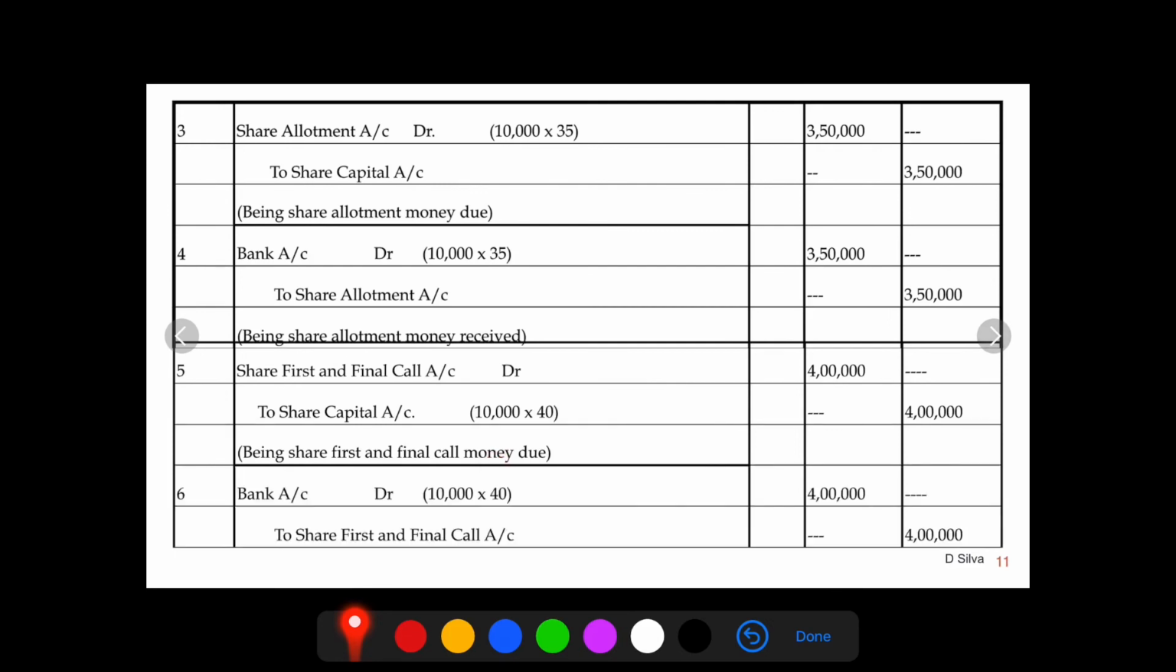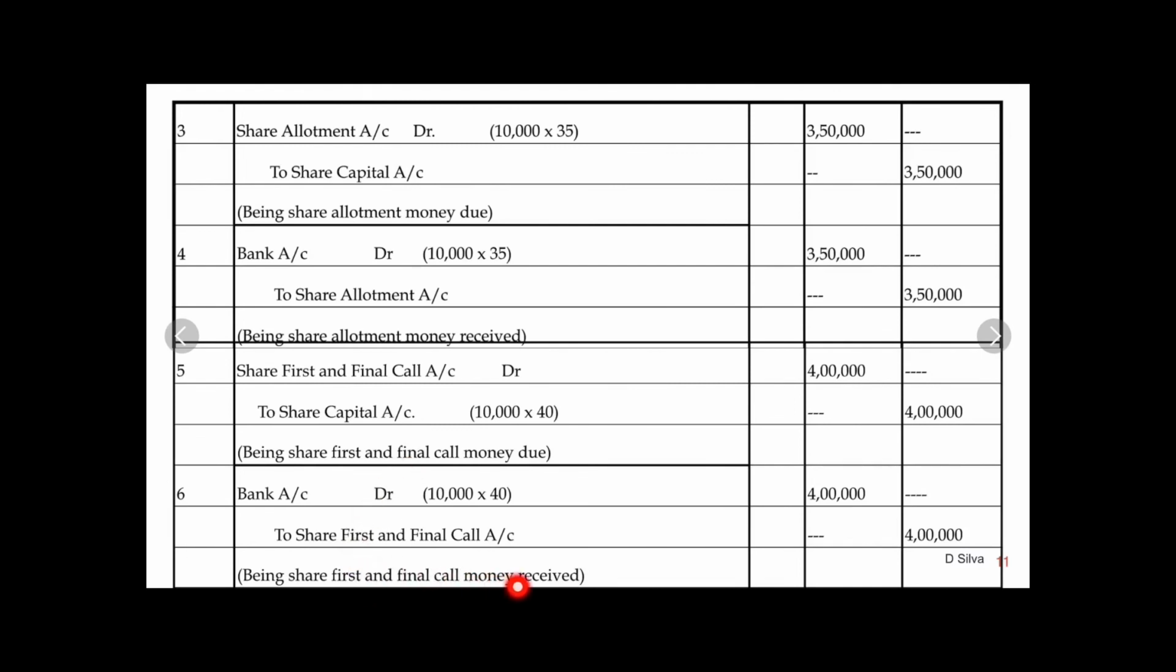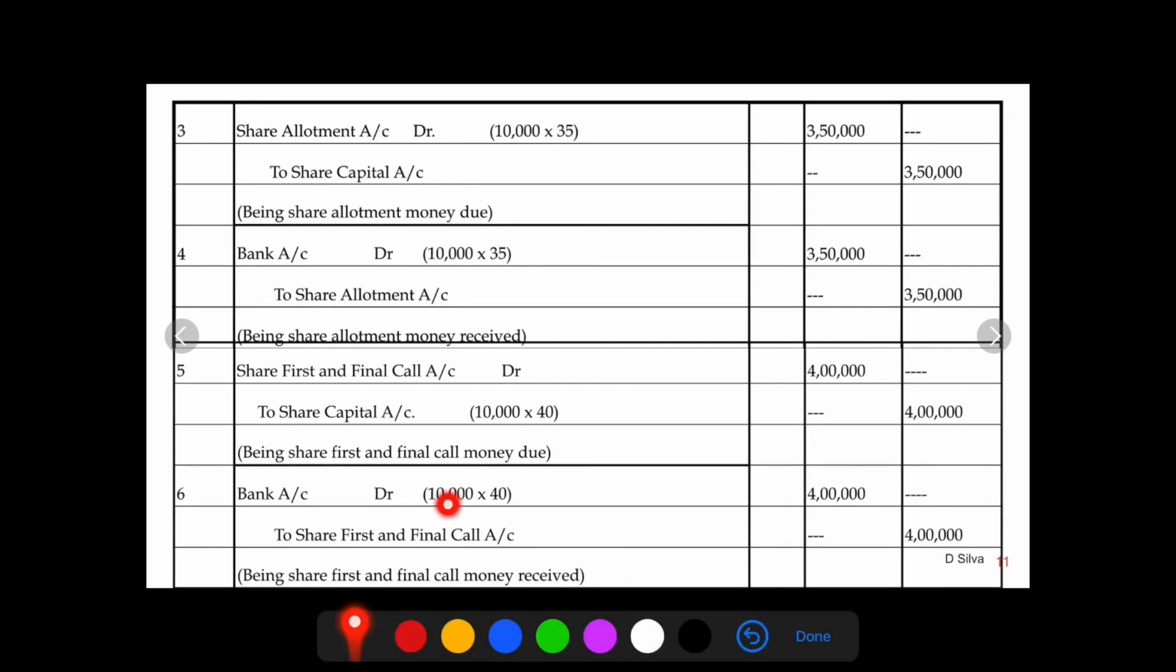Next, bank account debit to share first and final call account being share first and final call money received, that is on 10,000 shares of rupees 40 each. We have received the money on first and final call. Rupees 4 lakh is being debited and credited.